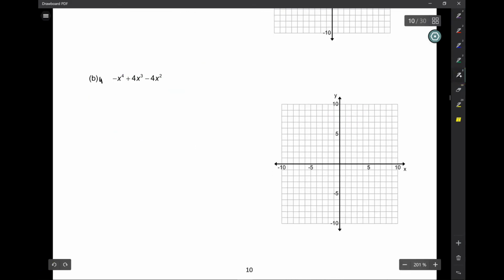So this should say y equals, so we can graph it. Okay, leading term, negative x to the 4. So limit of f of x as x approaches negative infinity is negative infinity. And as x approaches positive infinity, it's also negative infinity. So it goes down on both ends. Zeros.